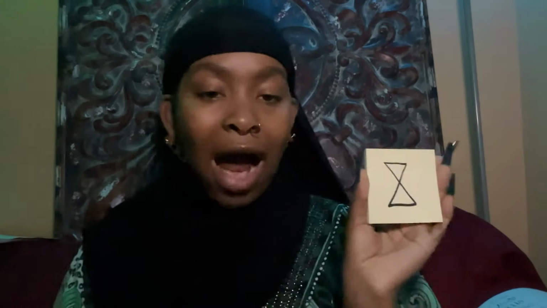Now, this is our combination letter. This is DZ, our angular hourglass. DZ, Z. It's a combination sound. So, D, Z, D, Z, Z. Slow it down, practice it, get familiar with it, and you'll have it. Z.